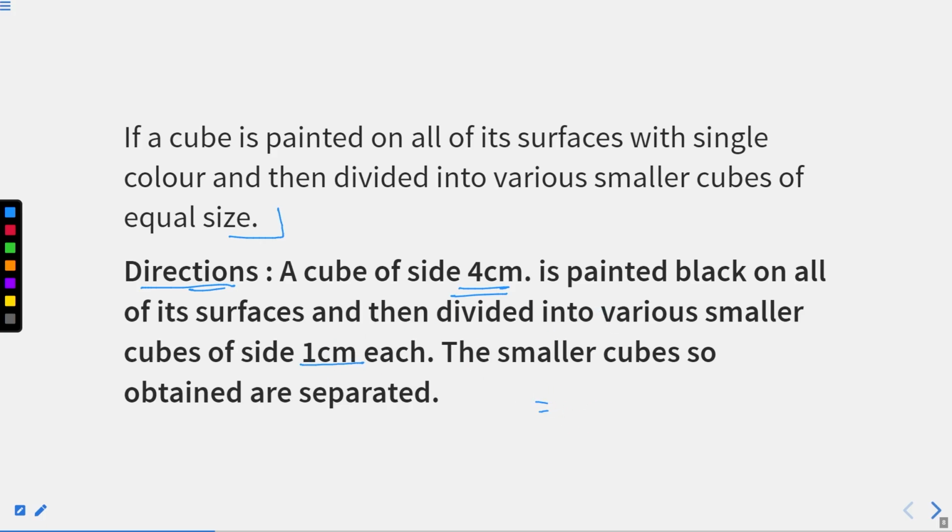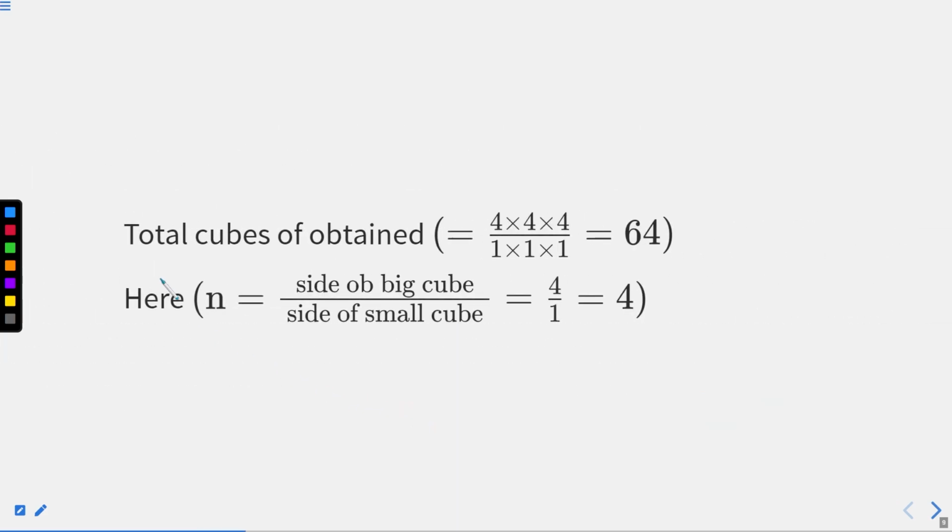So what is the division? 4 upon 1, which comes out to be 4 divisions, right? I hope you are clear till here. We have calculated the first part. The smaller cubes obtained are separated from each other. Now you are supposed to calculate everything. The first part is the total number of cubes obtained.